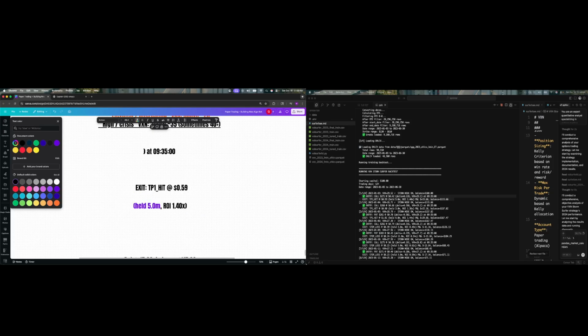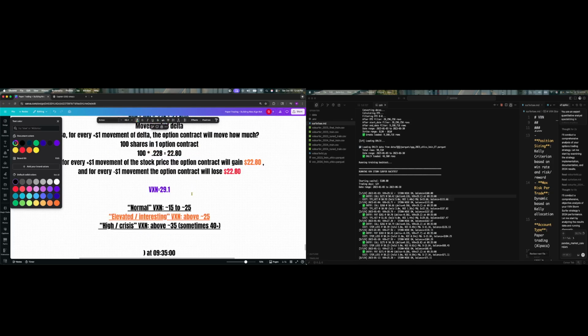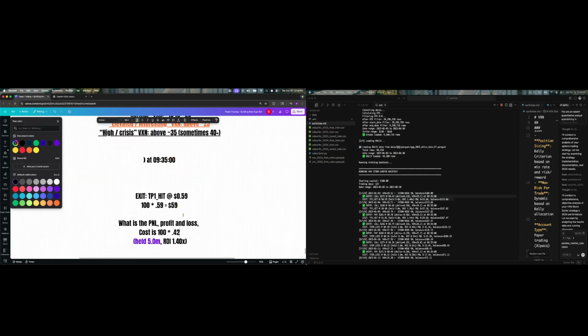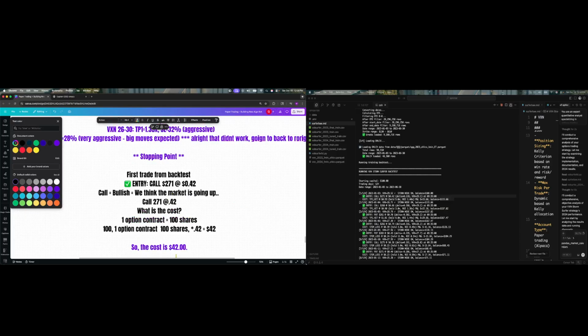And remember, 100 times 0.59 equals $59. So what is the P&L? Profit and loss. Some people write it in different ways, but it's profit and loss. Our cost is, remember, 100 times 0.42. Let's just bring it down because we already have it.